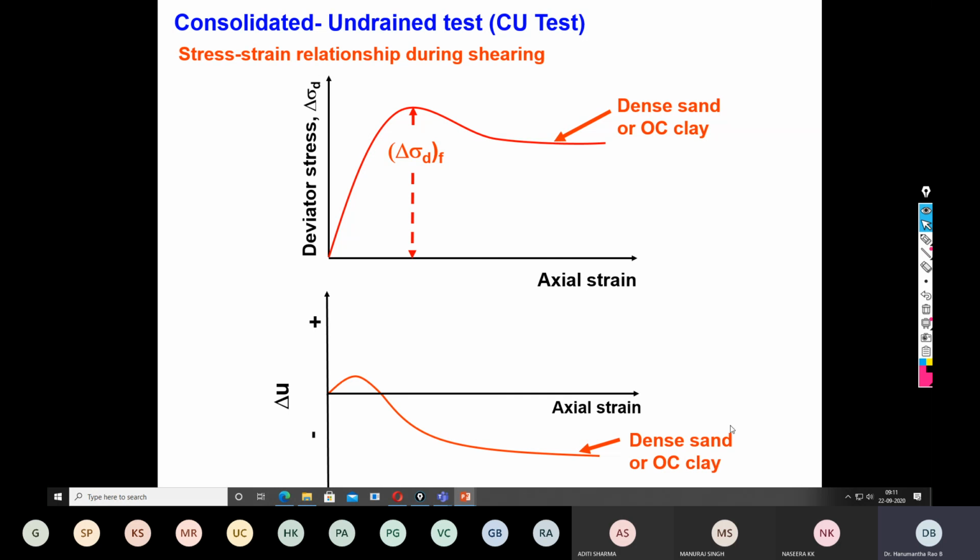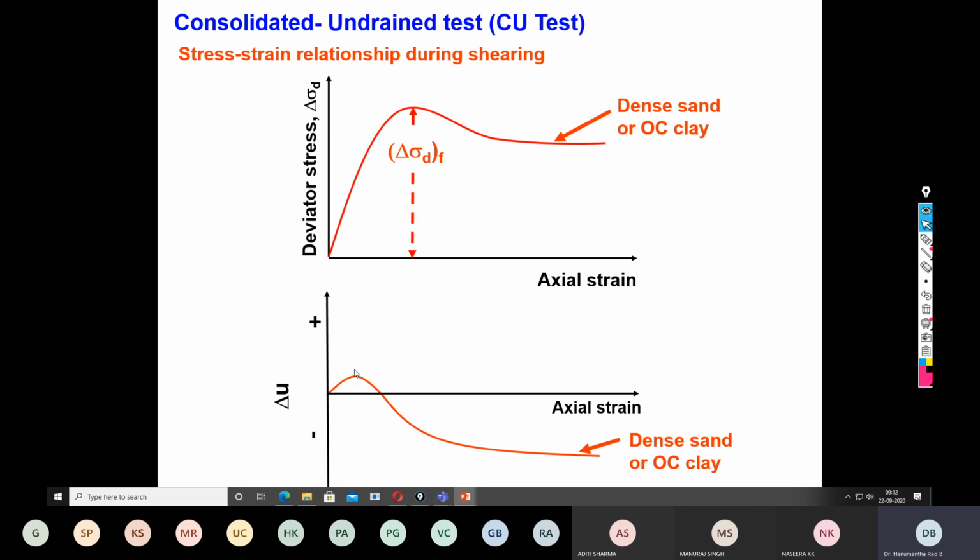As I told you, in case of dense sand, since the soil particles are already compacted to a maximum possible density state, initially there is a small amount of compression, followed by the particles overriding. Here, since we measured the pore water pressure, this is the response of the pore water pressure. In the case of over consolidated clay or dense sand, initially there is a positive pore water pressure, followed by a negative pore water pressure.